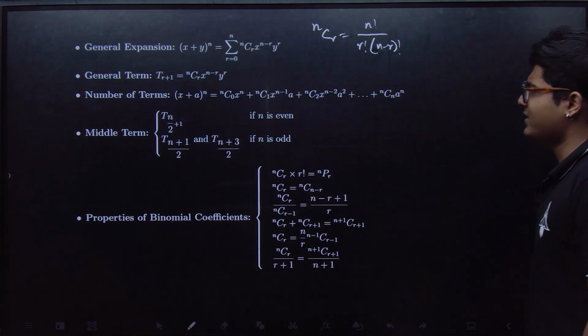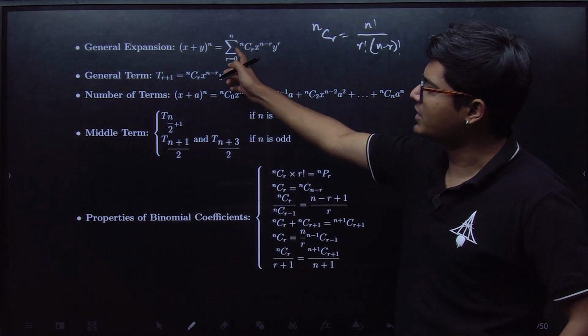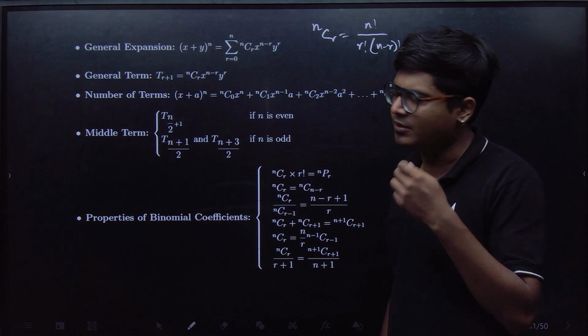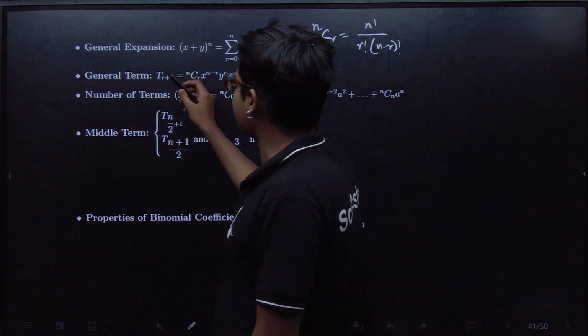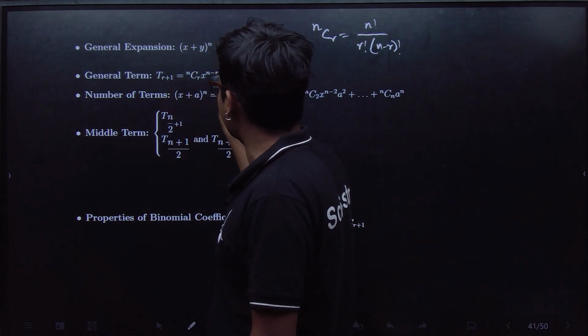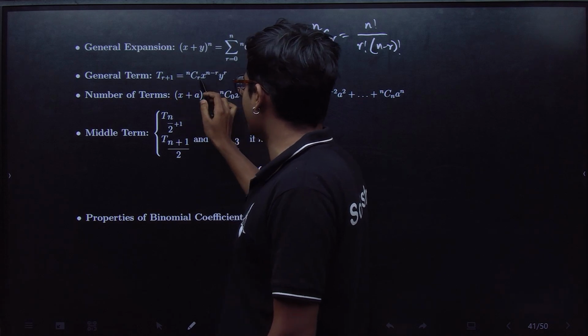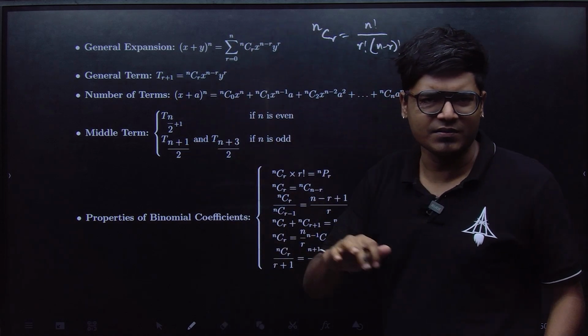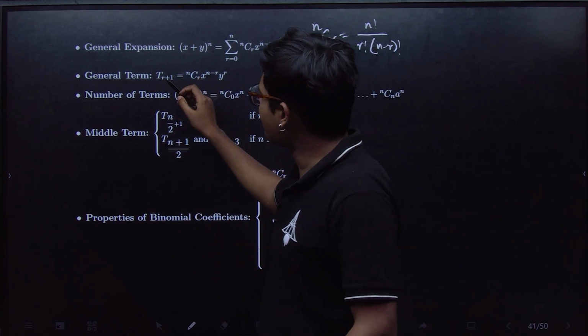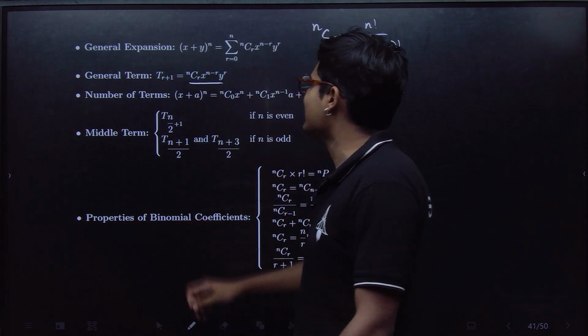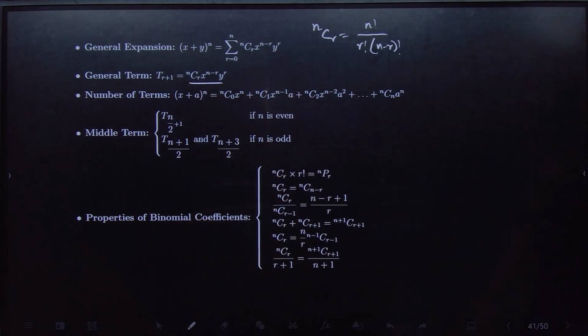The general term of this expansion: if you observe, r starts from 0, right? If you put r equal to 0, you get the first term. So the r plus 1th term would be when you substitute the value of r. 0 gives you 1, so 1 will give you 2 and so on and so forth. So the (r+1)th term of this expansion is given by T(r+1) = nCr x^(n-r) y^r, right?